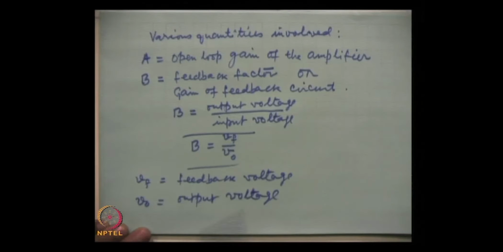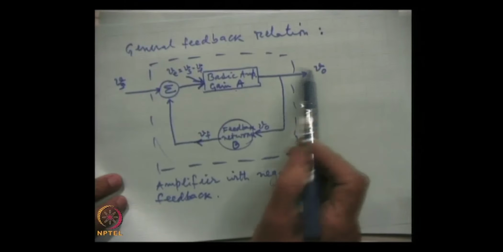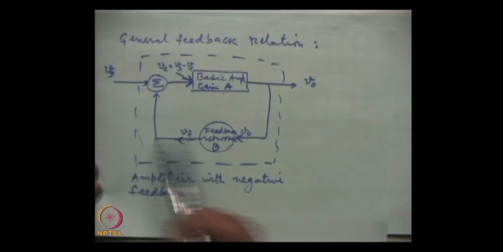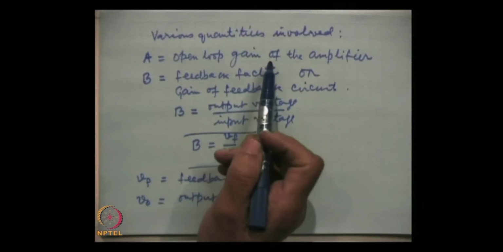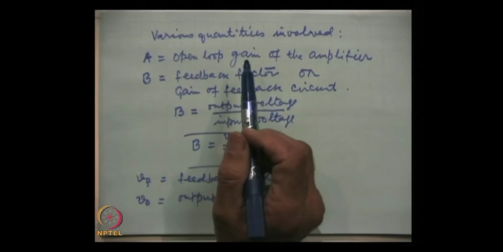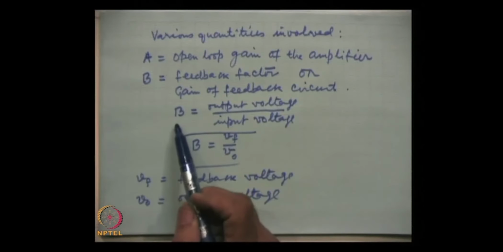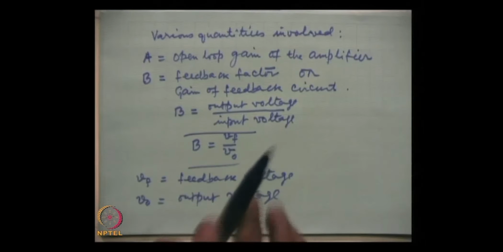Suppose we consider this as current, and this also as current, then A will be the open loop gain of the amplifier, which will be the ratio of the output current to input current. Similarly, B will also be in the current form, the output current and input current. So, there is no confusion, but we will always use in our discussion the voltage amplification.